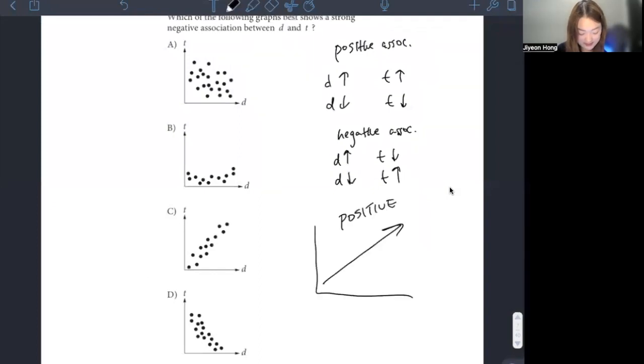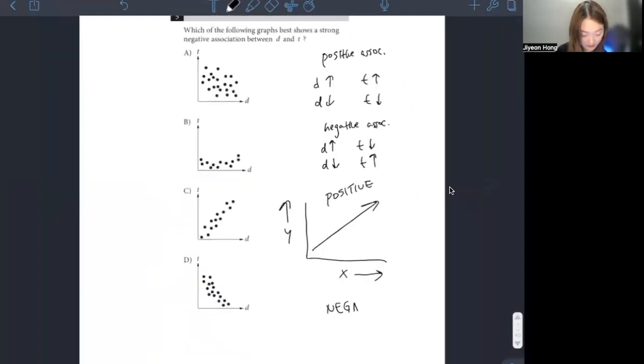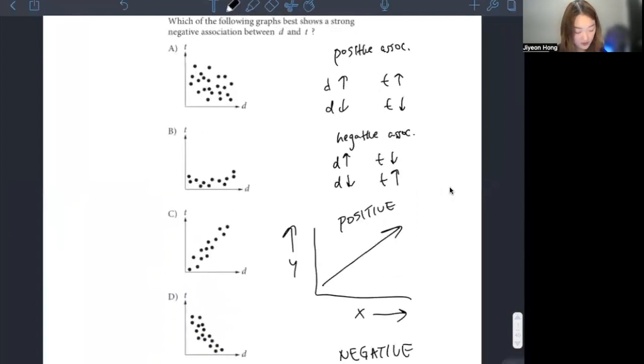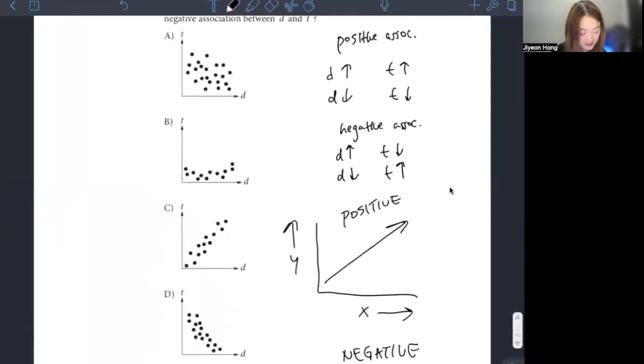Because as x is increasing, y is also increasing, right? When it goes upward. And then a negative graph would look something like this. Because as x is increasing, y is actually decreasing. It's doing the opposite. So knowing that, we should be able to eliminate C right away because that's a positive.